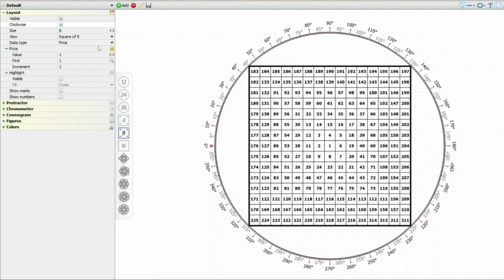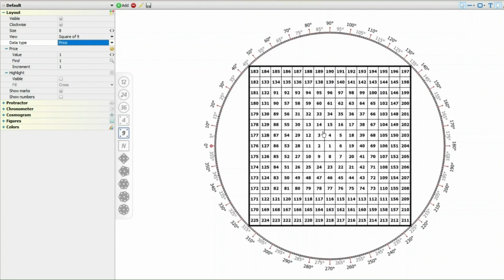For view, we are going to use square of 9. You can select the square of 9 option from here. Also you can select the square of 9 option from here directly. Also make the show marks option visible from here. In the data type part, we are going to use the price. In price, you can see three options: value, find and the increment part.